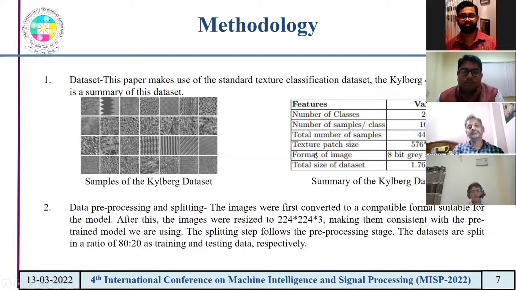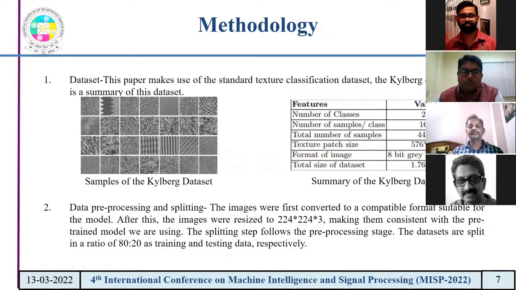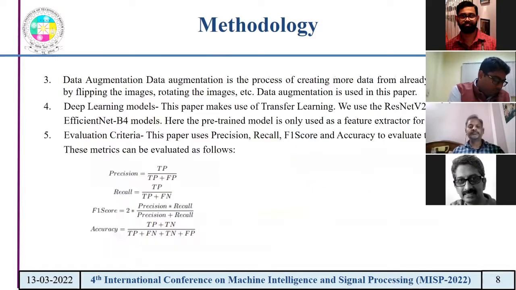The second step was data pre-processing and splitting. For all the pre-trained models, the models require an input image of 224 by 224 by 3. So all the images were first made compatible, and they were resized to 224 by 224 by 3. And then the data set was split into a ratio of 80:20 into training and testing data set.